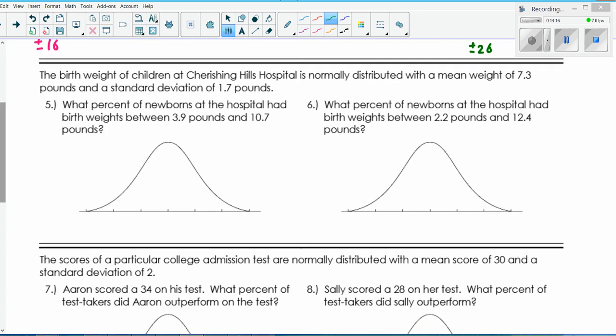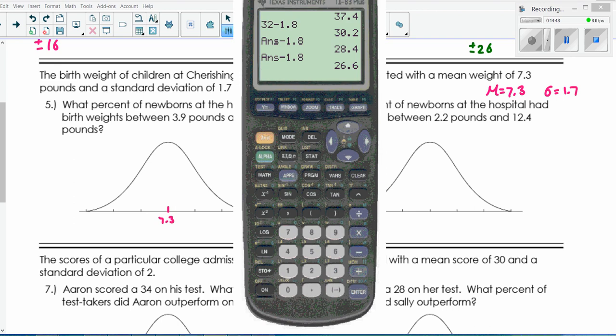The birth weight of children at Cherishing Hills Hospital is normally distributed, and everything that we do today will be normally distributed, with a mean weight of 7.3. So 7.3. And a standard deviation of 1.7 pounds. Okay, what percent of newborns at the hospital had birth weights between 3.9 and 10.7 pounds? Okay, so we want to start by labeling what we know. So we know that the mean birth weight is 7.3, and then we know our standard deviation is 1.7.